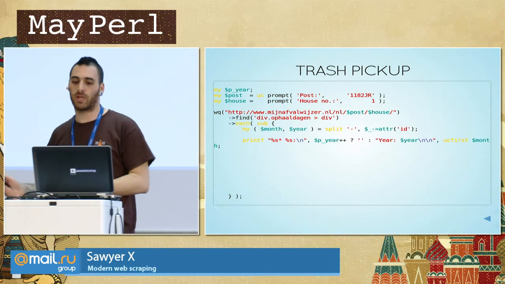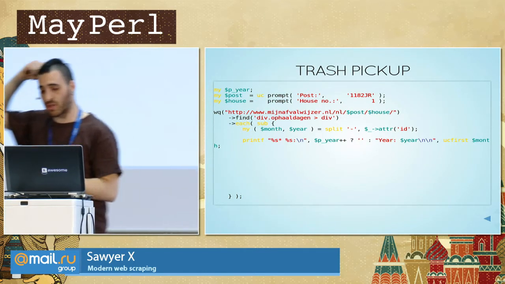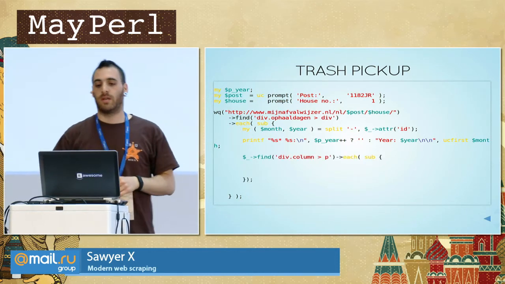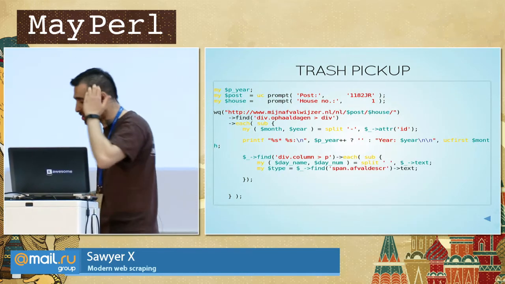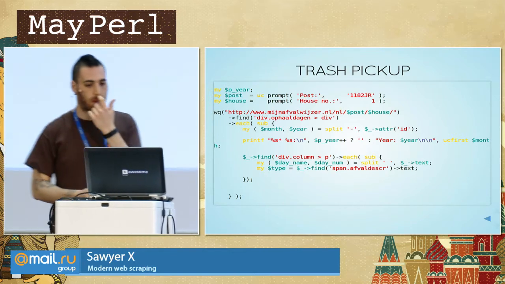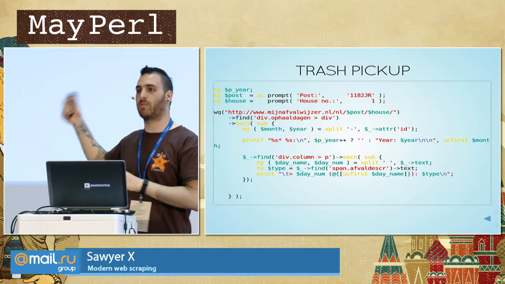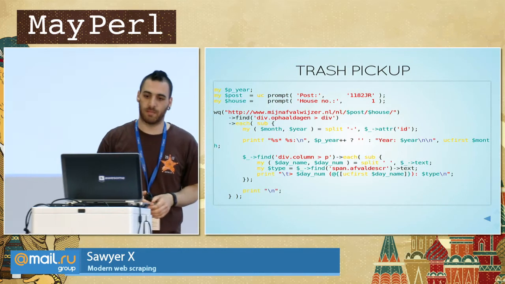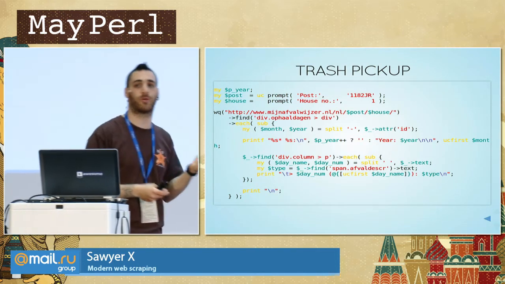I print out the year. I'm using p_year just to make sure that I don't print it twice. It's just a nice Boolean check. I find inside it, get the day number and the day name, and what is actually being recycled, which is the Afval description. And then I print that out. That's it. So that was a trash pickup, which is really nice, because now I can hook it up to my calendar and throw it out there, because it has an API and stuff like that.